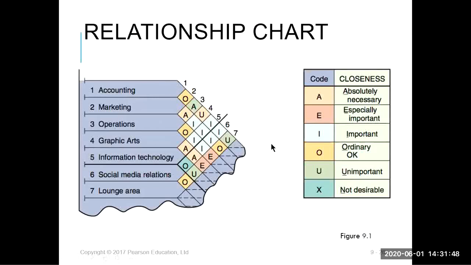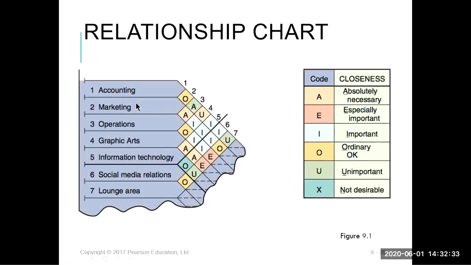So we will see the importance of the necessary interaction between the departments. A means absolutely necessary, which means the interaction between these two departments is really important. E is especially important, I is quite important, O is ordinary, U is unimportant, and X is not desired. It means that these departments have no need to interact; there isn't any interaction between these two.